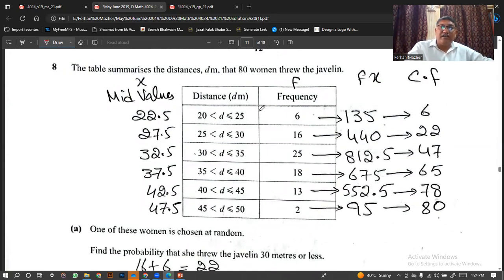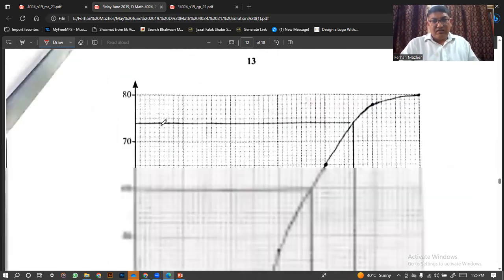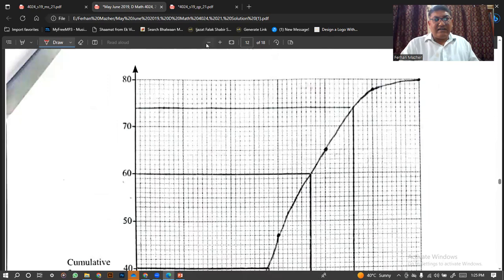So that's the cumulative frequency, and it is always marked at the upper limit of the class. So this will be on the x-axis and the cumulative frequency will be on the y-axis. So at 25, I will put a mark of 6. At 30, I will put a mark of 22. The CF will be on the y-axis. So here we have that grid.